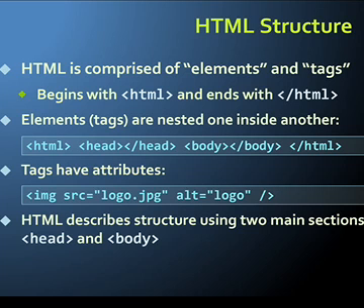Tags have attributes. See the image source, img src, the source is a path, a file name, logo.jpg. So these are the attributes. HTML describes structure using two main sections, that is head and body.